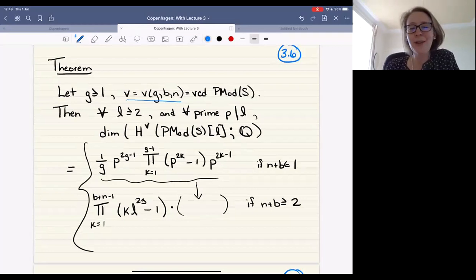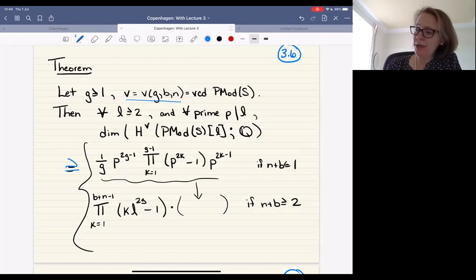What it turns out is we haven't been able to construct actual classes, but what we can do is give bounds. So for any level L, for any prime p dividing L, we get, I should say, lower bounds on the dimension of our top homology.